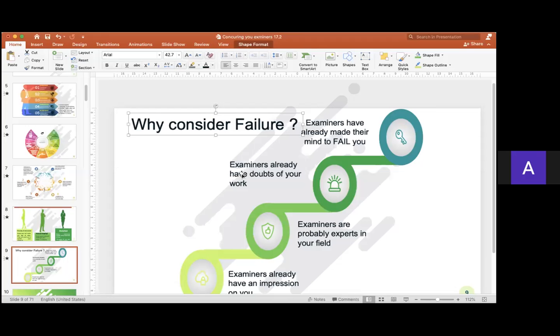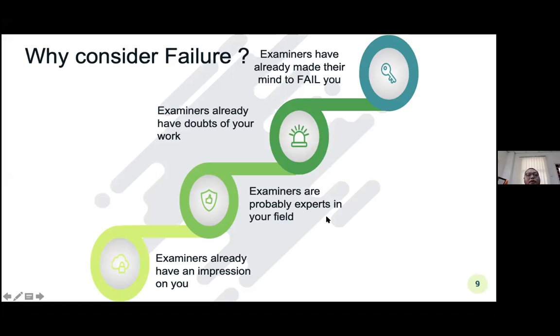Okay, so these are the things. Why consider that your Viva may be a failure? Sometimes you may fail your Viva, but you didn't fail your PhD. That one we go through later, because they will have a different verdict. So why consider failure?